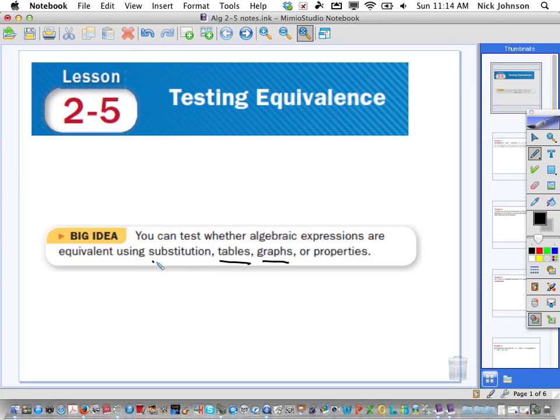You can use substitution by just putting in random numbers and making sure that it works, okay? And you're going to find out these three things right here are going to be far easier to do than your properties, but you can also show it with your properties by just doing it the long way and showing that they are equal, okay? So we're going to talk about those four things, and all they're going to show is if your expressions are the same or if they are different. Okay, equivalent or not.